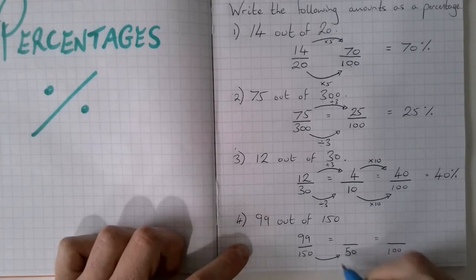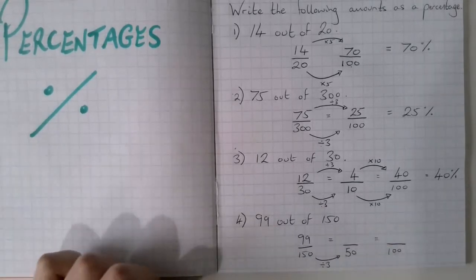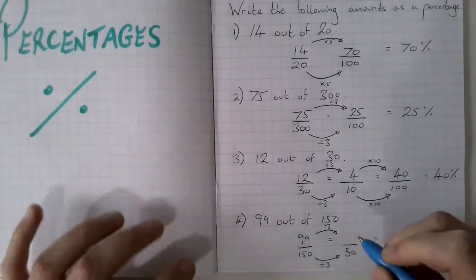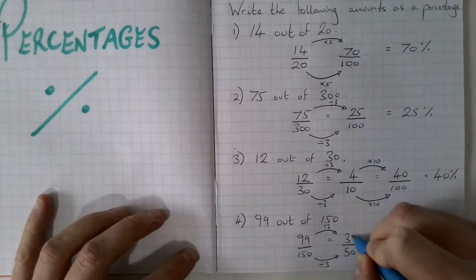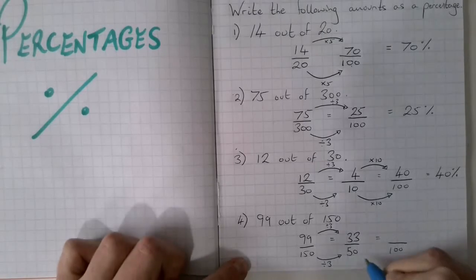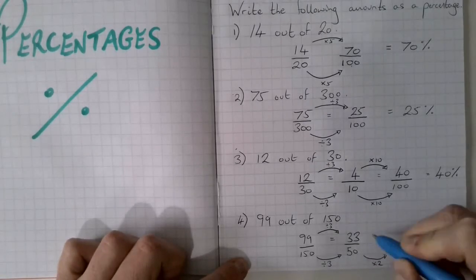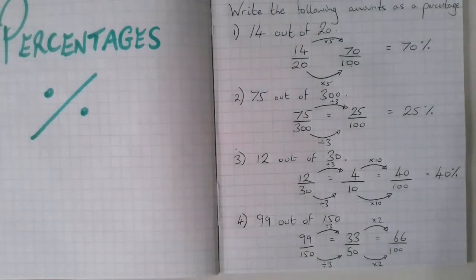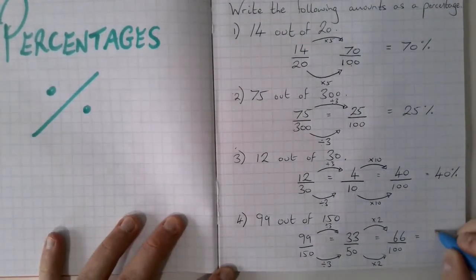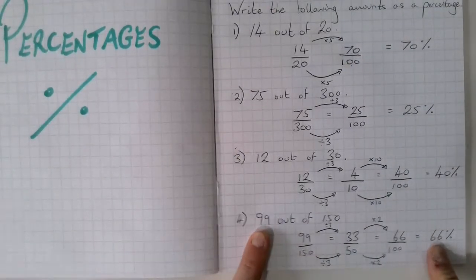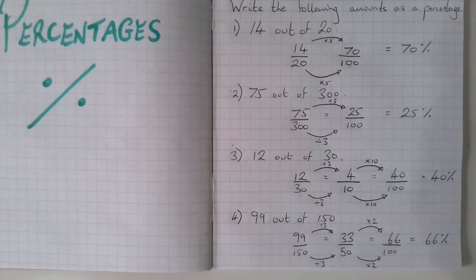So first of all, what do I need to do to get from 150 to 50? Well, I need to divide by 3. So I'm going to divide my numerator by 3 as well. And 99 divided by 3 is 33. And then to get from 50 to 100, well, I need to times by 2. So I need to also times my numerator by 2, which will give me 66. So 66 out of 100, I could say, is 66%. So 99 is 66% of 150.